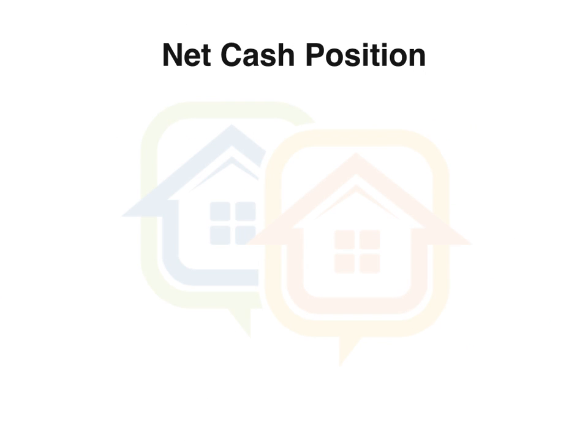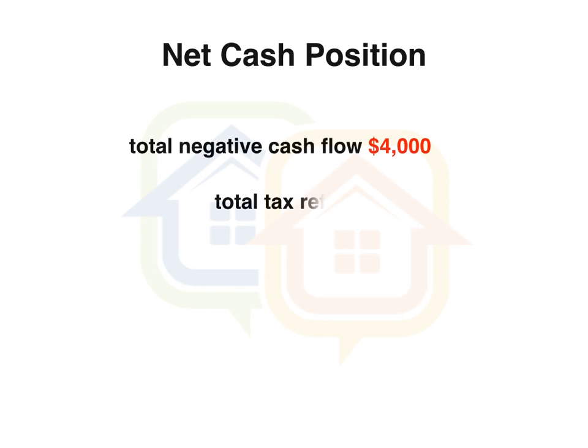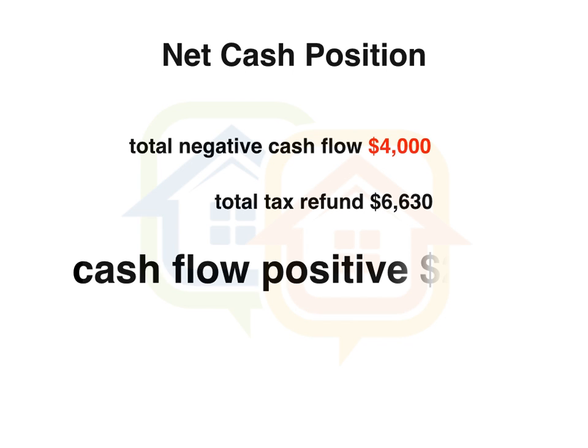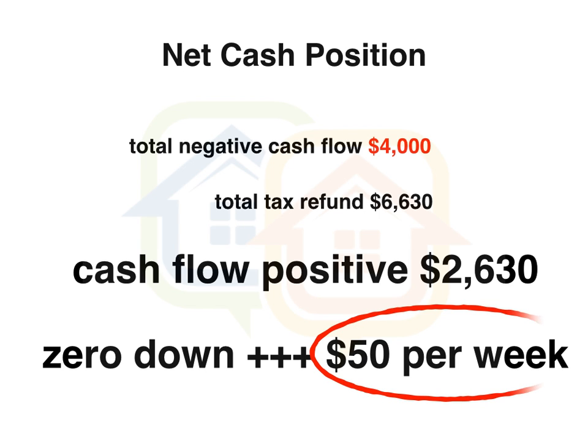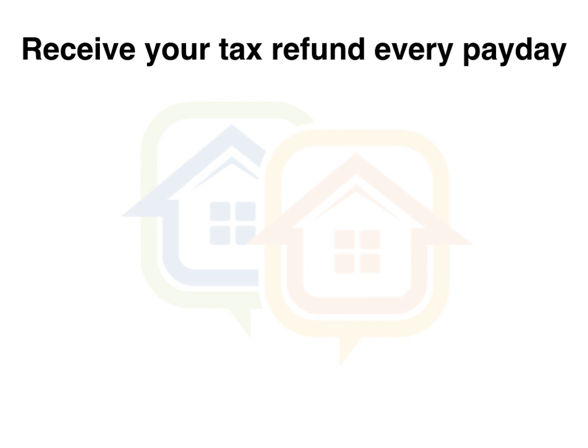So your tax refund, based on a 37% marginal tax rate that you're on, is $6,630. So your net position looks like this: you have a total negative cash flow of $4,000, but you also have a tax refund coming in of $6,630. So you're actually now cash flow positive $2,630. And don't forget, you paid nothing out of your own pocket. As a direct consequence of buying this property, nothing down, you generate $50 a week in positive cash flow.